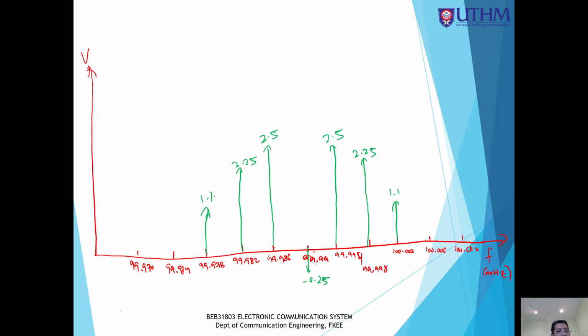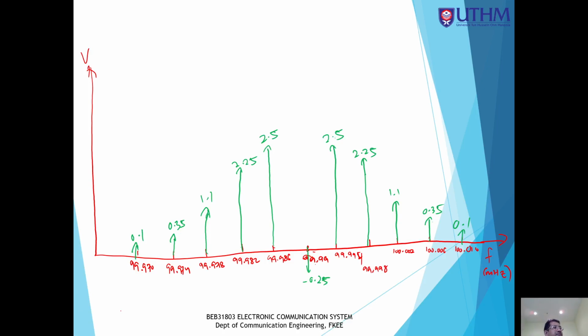The fourth sideband is 0.35 volt, so it is somewhere here. And the last sideband would be 0.1 volt. Finish. So this is how you should draw the amplitude spectrum.